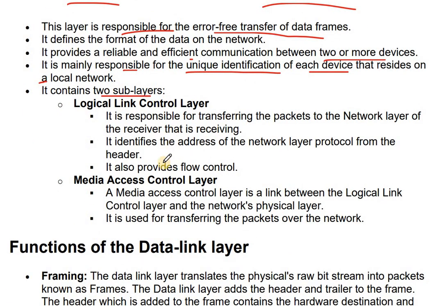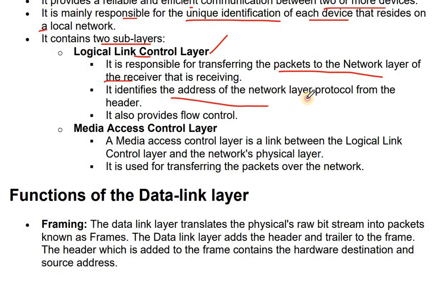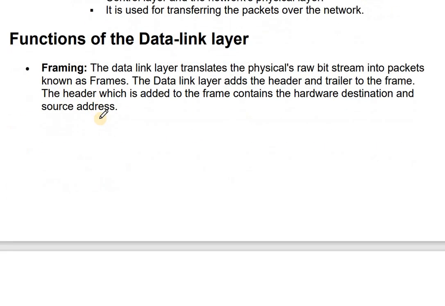It contains two sub-layers. Logical link control layer: it is responsible for transferring the packet to the network layer of the receiver. It identifies the address of the network layer protocol from the header. It also provides flow control. Media access control layer: a media access control layer is a link between the logical link control layer and the physical layer. It is used for transferring the packets over the network.